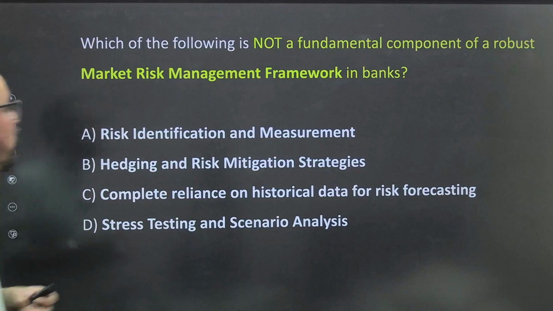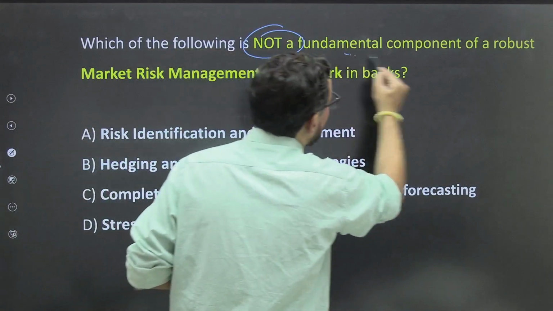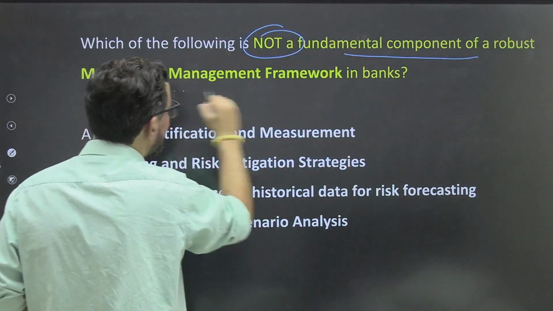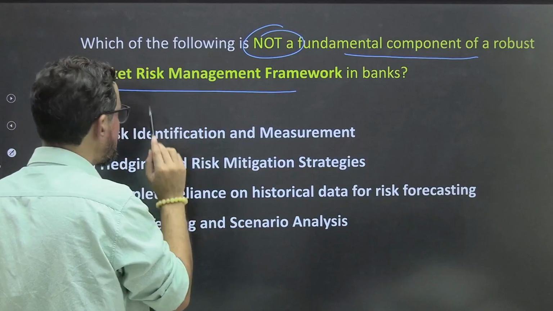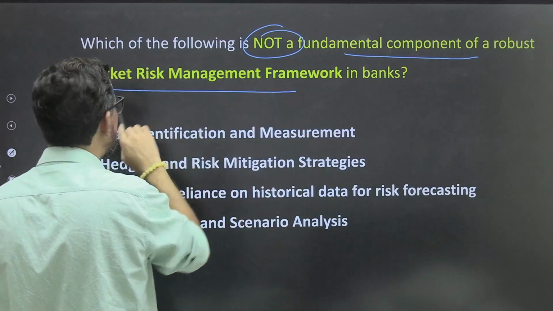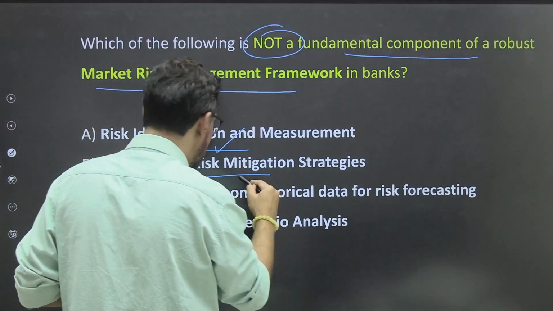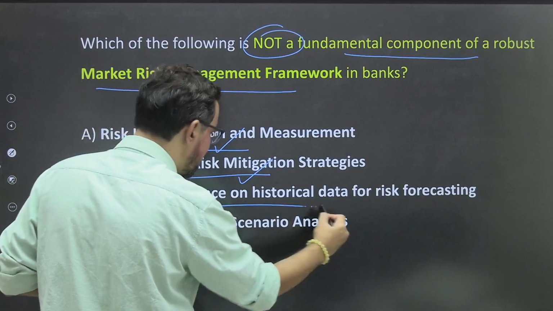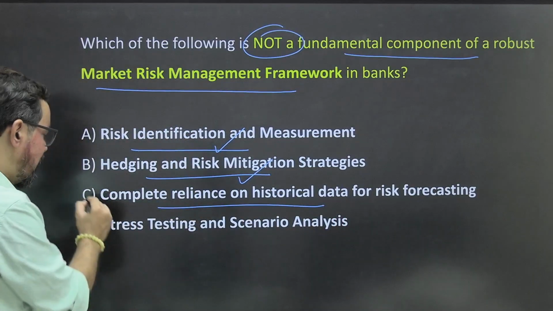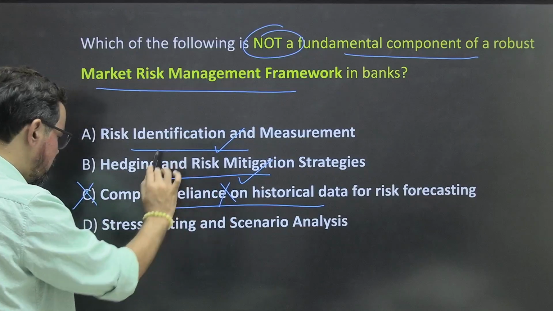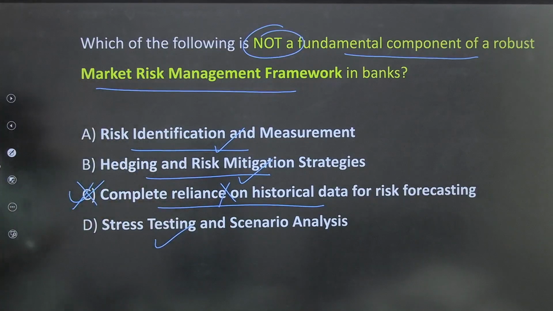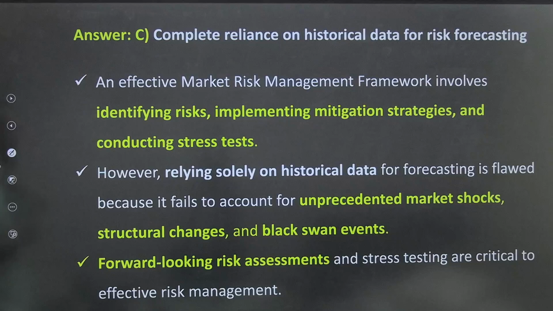Next one, which of the following is not a fundamental component of a robust market risk management framework in a bank? Risk identification and measurement, hedging and risk mitigation, yes. Complete reliance on historical data, no. We will not go for this. Stress testing, yes. So option C will be the right answer for this particular one. An effective market risk management framework involves identifying risk, implementing mitigation strategies, and conducting stress tests.